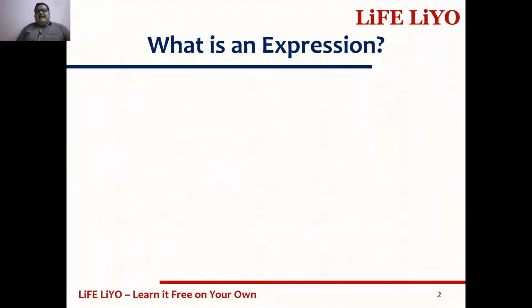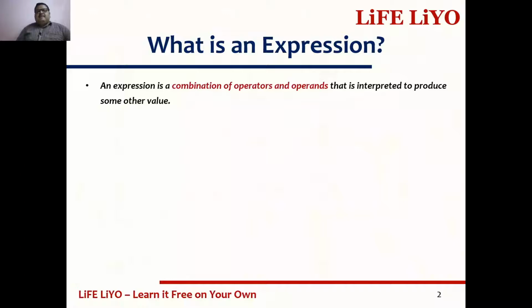What is an expression? An expression is nothing but a combination of different operators as well as operands. Whenever evaluation is done on that expression, it is going to produce some other value. That is called an expression. In simple terms, it is a combination of mathematical symbols and variables.